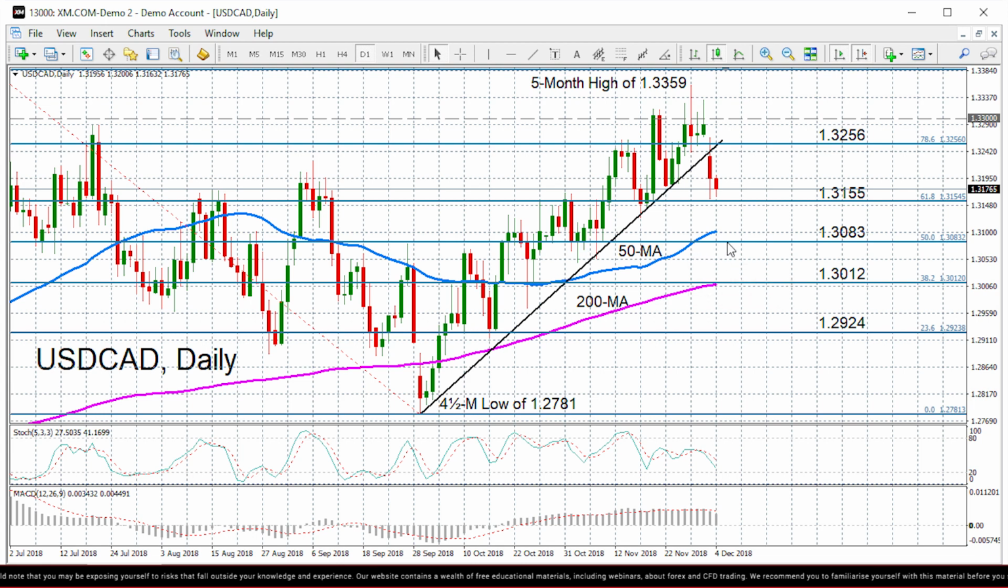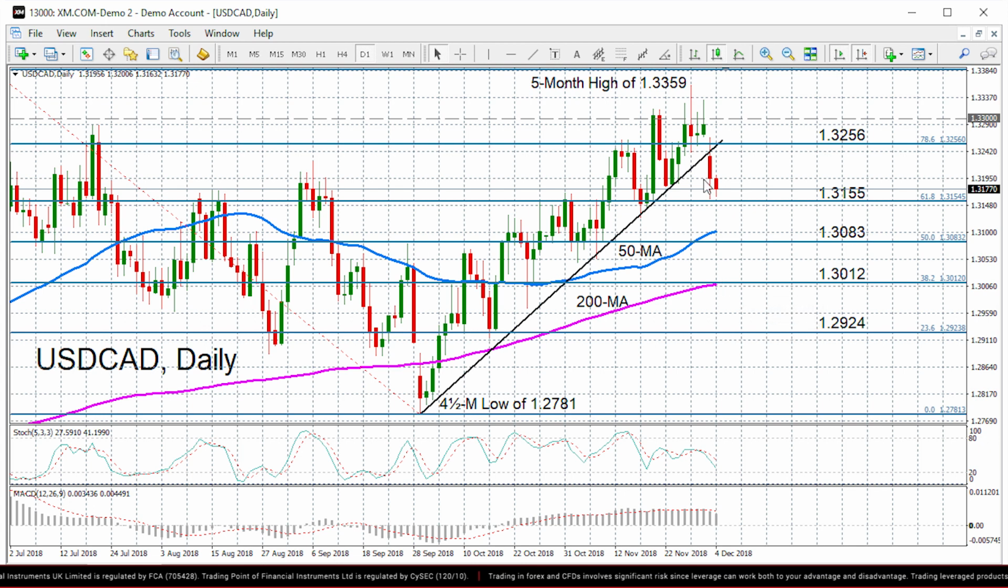A drop below that support region would significantly weaken the bullish short to medium term picture, and we could see a return to a neutral mode. And then further down we've got the 38.2% Fibonacci at 1.3012. That's just above the 200-day moving average.